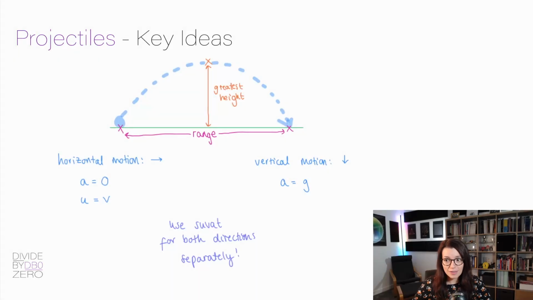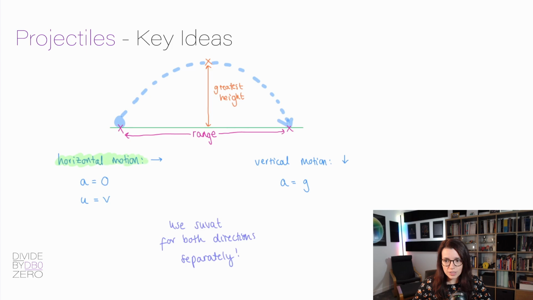When you have a body moving through the air, the greatest height achieved by that body will be at the peak of that curve. The range is the distance between where it started and where it ends up. You should always consider the horizontal motion and vertical motion separately. That's really important because different things are happening horizontally and vertically.